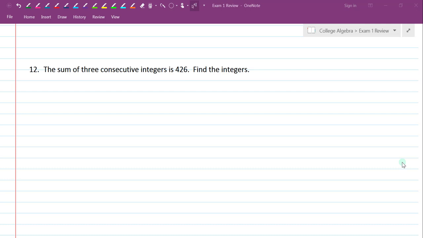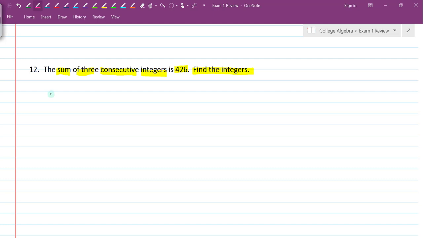So, the sum of three consecutive integers is 426. Find the integers. Okay, so that's our question here. The sum of three consecutive integers is 426. Find the integers. So that means we have three different numbers.